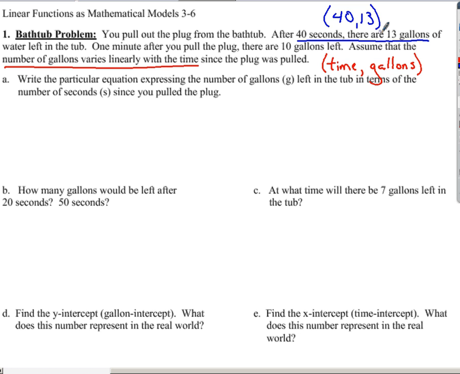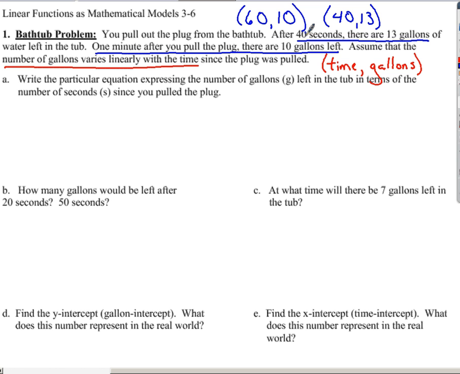Another point, as we look here, it says after 1 minute, you pull the plug and there are 10 gallons left. You've got to be careful here with your units of measurement. If we're letting 40 be the x-coordinate for this point, and 40 is in terms of seconds, when we talk 1 minute for our other point, we're going to have to make that 60 seconds. And then y would be 10 for the 10 gallons that are left. So I established my 2 points.